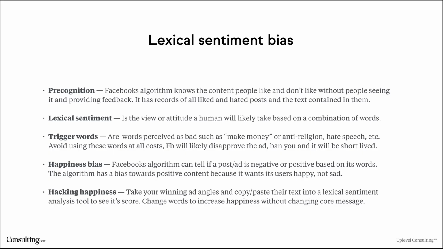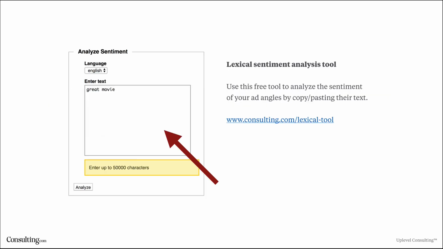So how do we make our ads more happy? Hacking happiness. You want to take your winning ad angles and copy-paste the text into a lexical sentiment analysis tool to see its score. Then what you want to do is change words to increase happiness without changing the core message. Now this will kind of blow your mind. It's pretty cool, and I'll show you how it works.